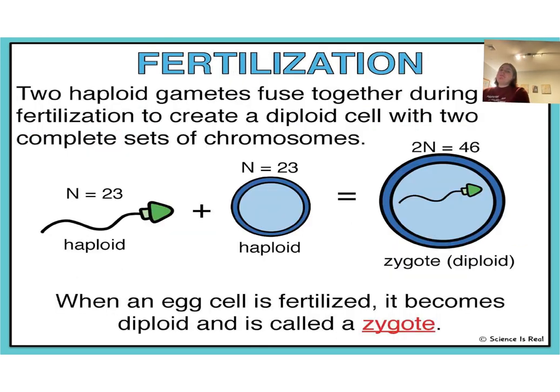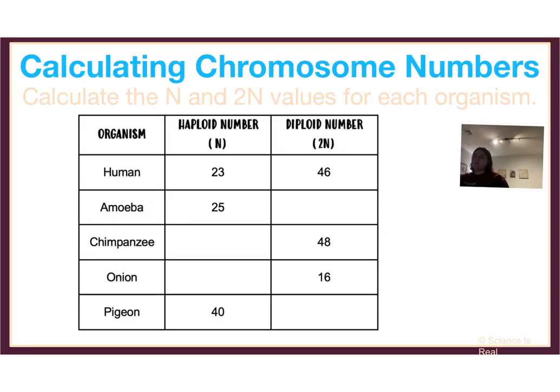All right, in fertilization, 2 haploid gametes fuse together to create a diploid cell. So 23 comes from one parent, 23 comes from the other parent, they come together, they create 46. In the picture, you can see that the sperm cell has 23, the egg cell has 23, and then 2n would be 46 because they come together. When a cell is fertilized, it becomes diploid and it's now called a zygote.